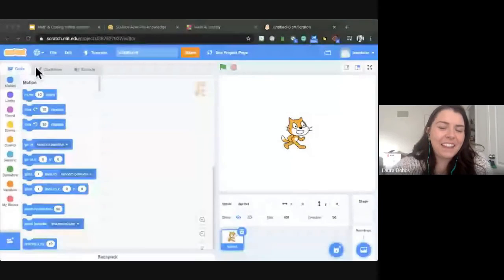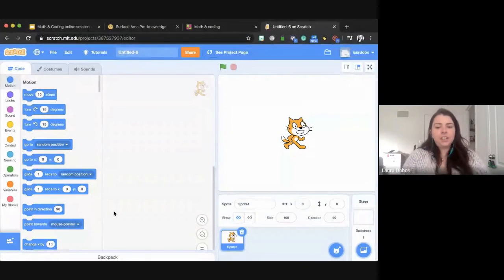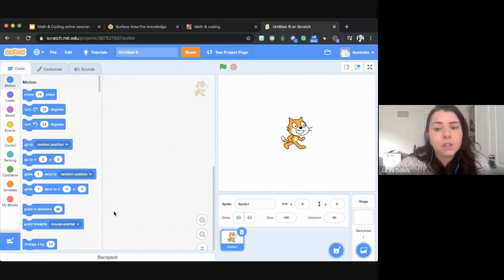Okay. So Scratch, once you get the opportunity to kind of play around with it, it becomes a lot easier. It's one of, again, my favorite technologies to use with students because it is so versatile in what you can do. There's tons of tutorials available, but I wanted to take the time today to actually talk you through a specific tutorial connecting to surface area that I've developed.